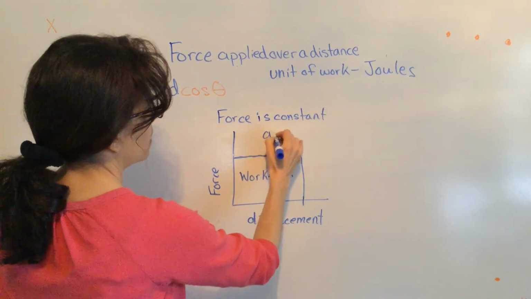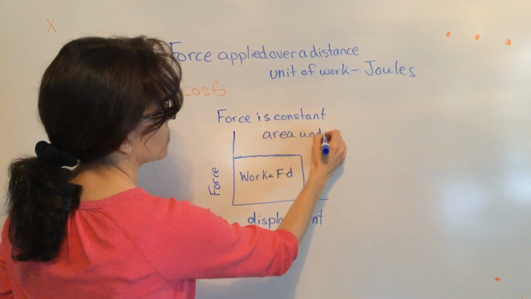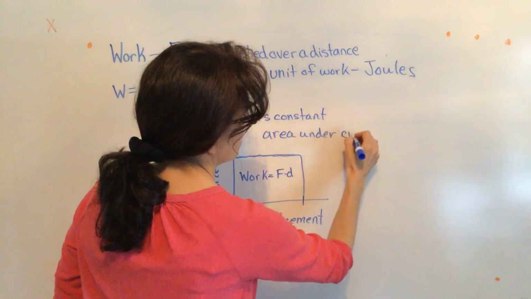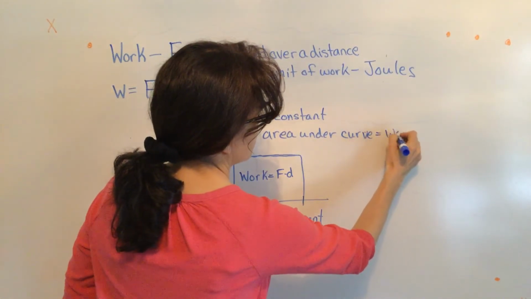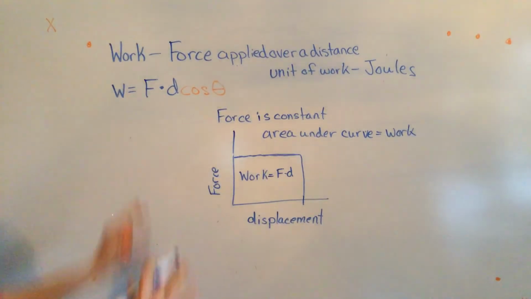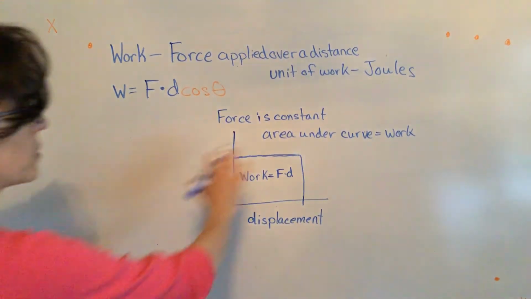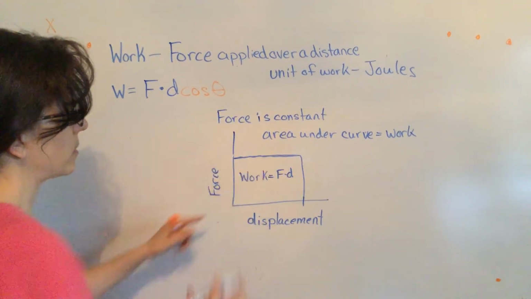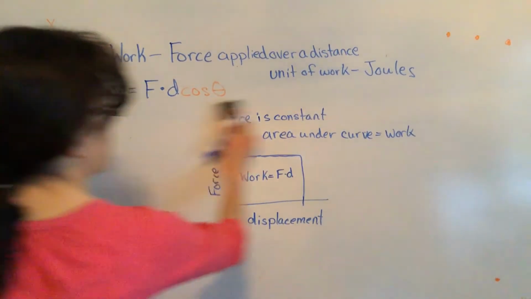All right, area under curve equals work. So again, you could use calculus to do the fancy area under the curve, but we're not doing that, so we're just looking at a box. So since we're looking at a box, the force needs to be constant.